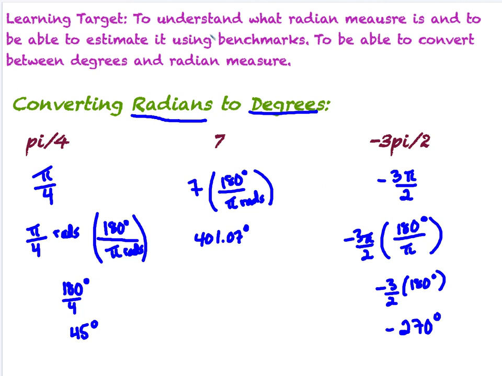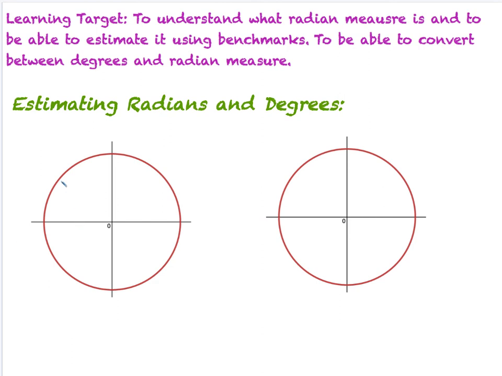Now, the other piece of the learning target was about estimating angles. So I thought what we would do is maybe pick 2 angles, and let's just try and estimate these in both degree and radian measure. So let's say we've got one central angle, and let's take it into the 3rd quadrant. Let's say I'm trying to measure this particular angle. And let's put another one in the 2nd quadrant. Let's try and measure this angle.